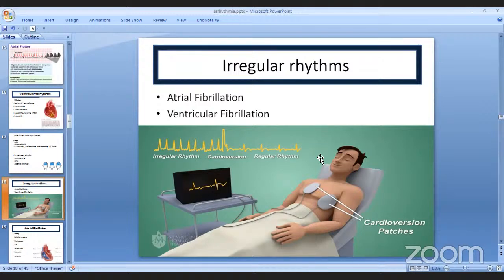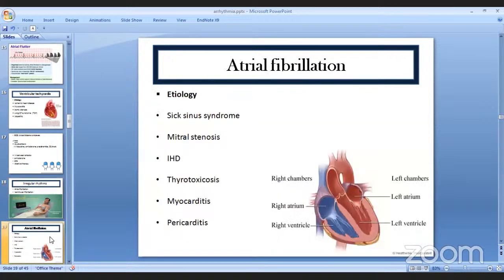Most of the time, the patient is hemodynamically unstable, and the only choice that we have is cardioversion. This is the case not in all cases, but in hemodynamically unstable patients. Let's start with atrial fibrillation, etiology first. Sick sinus syndrome can cause atrial fibrillation. We'll talk about it in detail later, just remember the name.